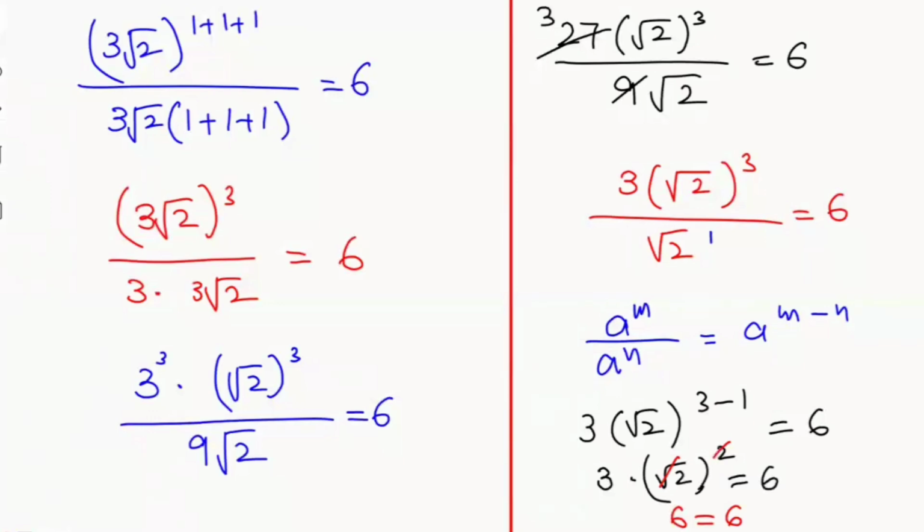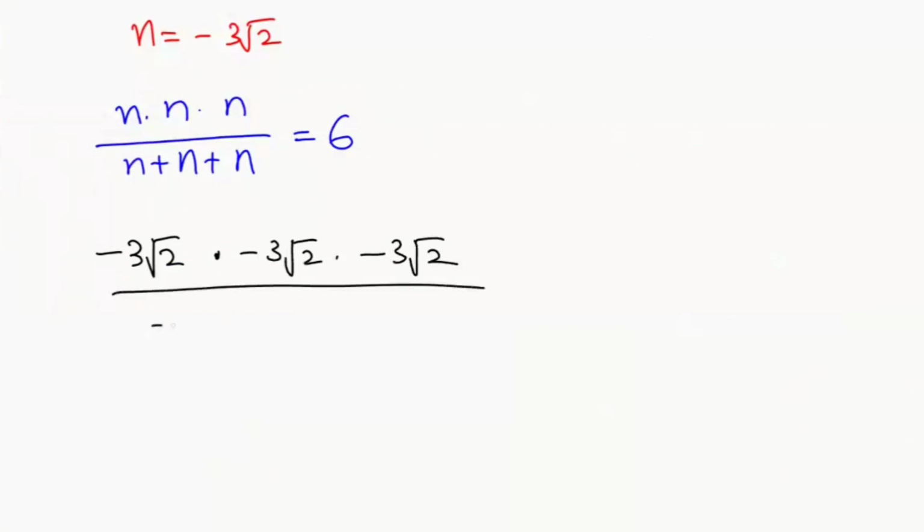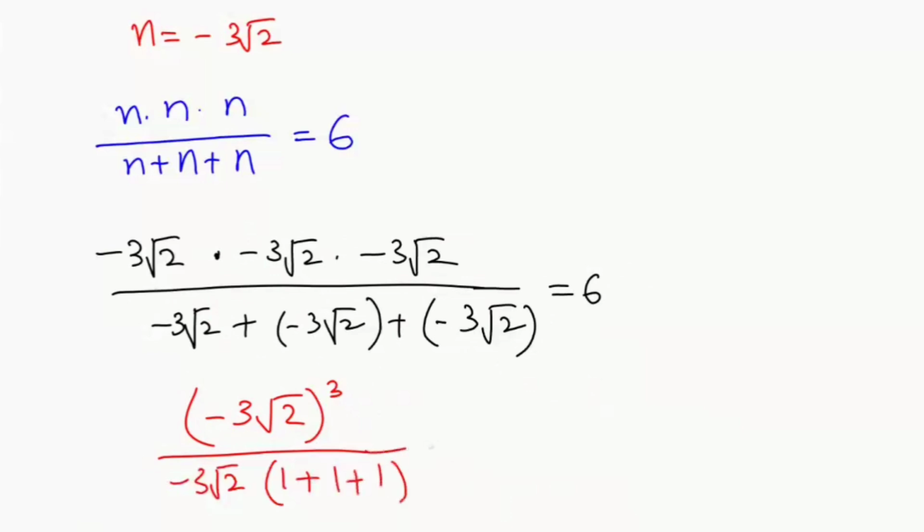Now I'm going to verify my negative value. The second value we have is negative 3 root 2. And the expression we have is n times n times n over n plus n plus n equals 6. Now here I am going to write this negative value: negative 3 root 2 times negative 3 root 2 times negative 3 root 2 over negative 3 root 2 plus negative 3 root 2 plus negative 3 root 2 equals 6. Now again I apply the same exponential rule. Here we take 3 root 2 common, so 1 and then 1 plus 1 remaining equals 6.